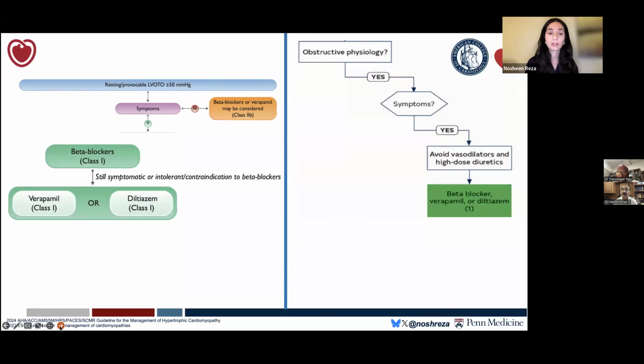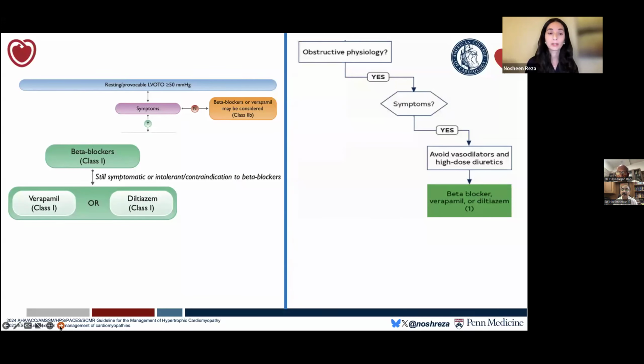And then on the ESC side, after beta blockers, if patients are still symptomatic or intolerant or have a contraindication to beta blockers, then the guidelines recommend moving to a non-dihydropyridine calcium channel blocker with verapamil or diltiazem. Up until very recently, there were really minimal data in a randomized controlled trial fashion telling us about the effect of metoprolol in patients with obstructive HCM.